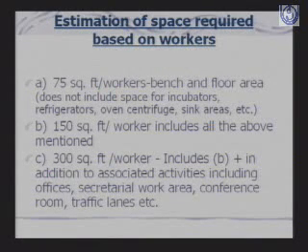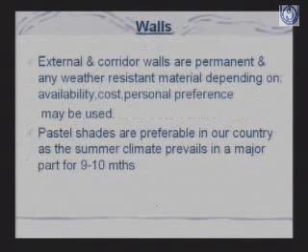The other ways of estimating the space required: 75 square foot per worker, which will include the bench and the floor area, but definitely will not include the space for incubator, refrigerators, oven, centrifuge, sink areas. These are the things which are shared between the workers. Another 150 square feet per worker includes all the above mentioned things, and 300 square foot per worker includes the bench plus additional areas also. So that is the other way of estimating your requirements.